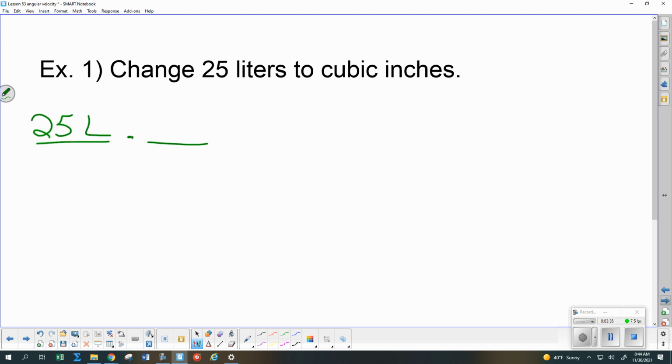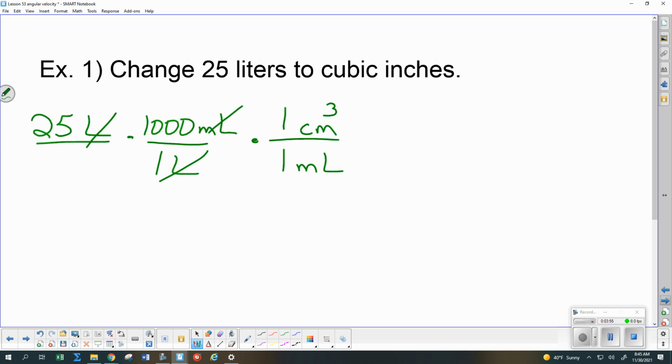A little louder for me, please. So 1 liter in the denominator and 1,000 milliliters in the numerator. And now I have milliliters. Now I can use that new one, milliliters in the denominator, to cancel cubic centimeters in the numerator, and that was 1 to 1. Now I could change my centimeters to inches, so I need centimeters in the denominator to cancel. Inches in the numerator, 2.54 centimeters in 1 inch, but I had cubic centimeters.